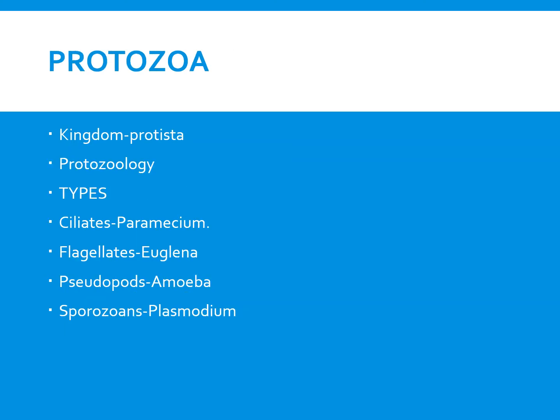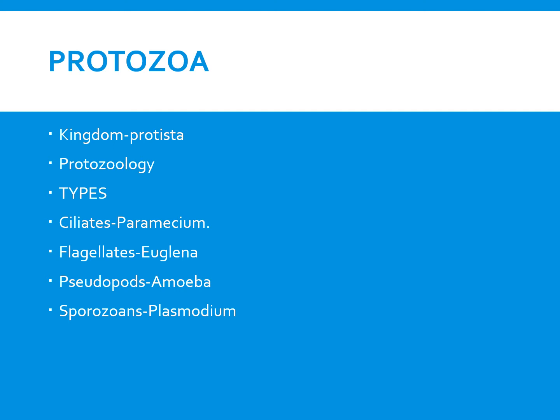Okay. The next one is kingdom Protista. We are talking about protozoa. So far we have done virus, bacteria, fungi. Now protozoa, it comes under kingdom Protista, the five kingdom concept. And then it is protozoology, and the types are ciliates, as paramecium.